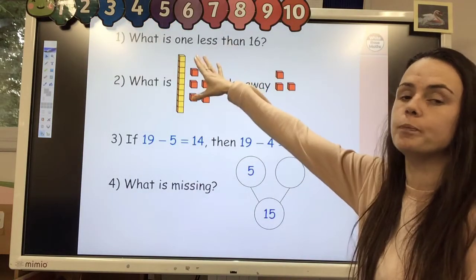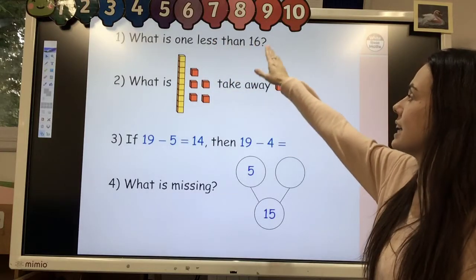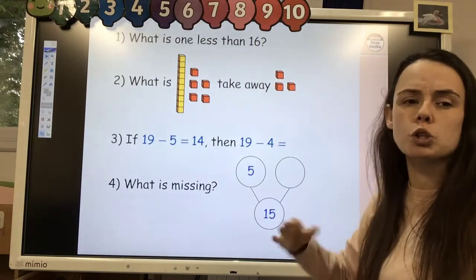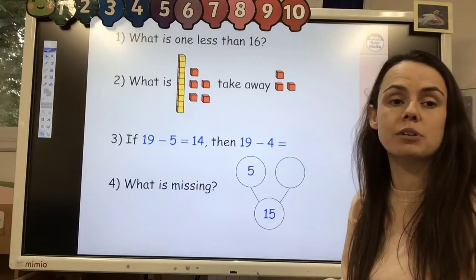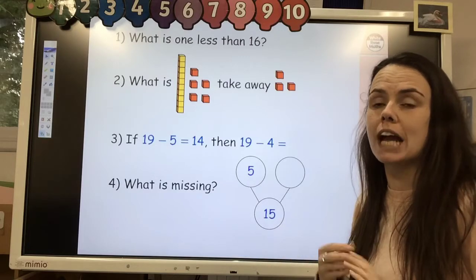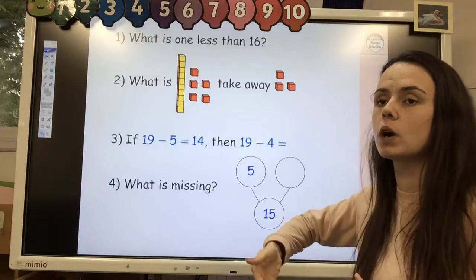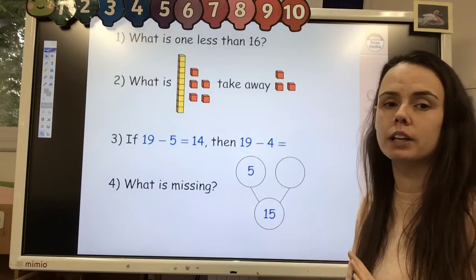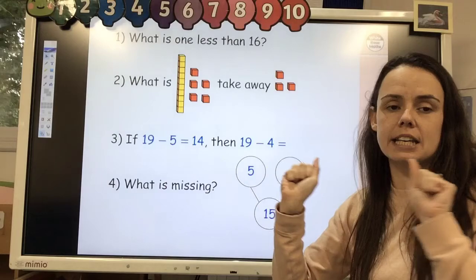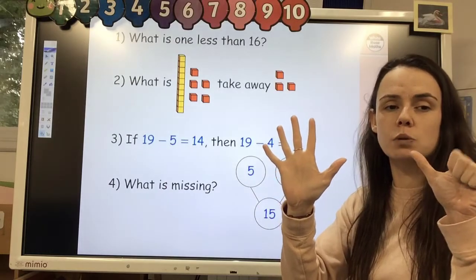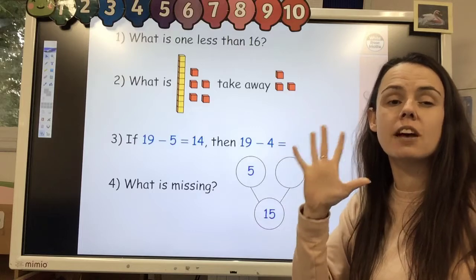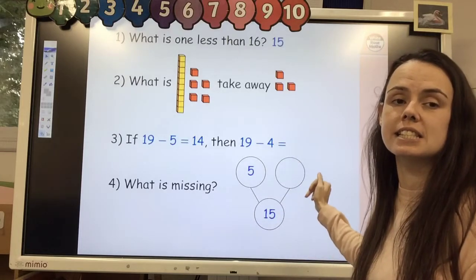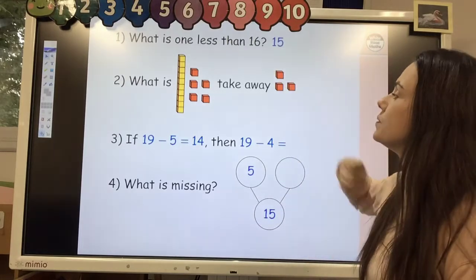So question 1. What is 1 less than 16? What's 1 less than 16? So if I am doing less, my number is getting smaller. So if I have 16 and I take 1 away, we count back 1. We know 16 is 10 and a 6, so 1 less would be a 10 and a 5, which is a 15. So 1 less than 16 is 15.